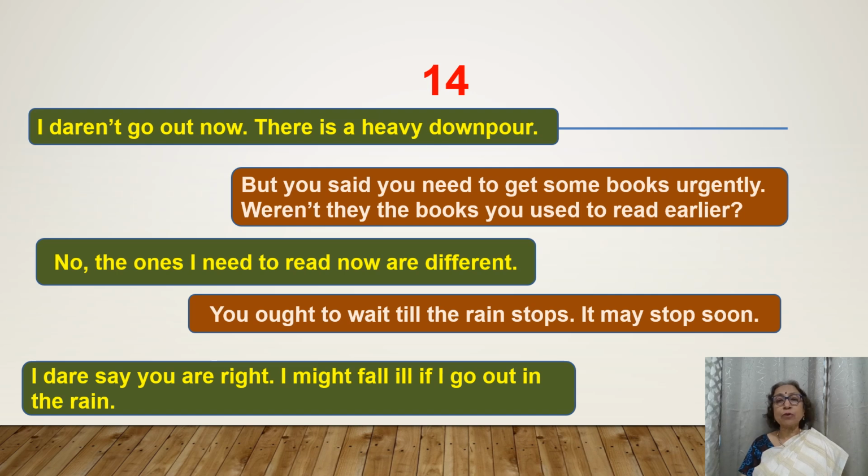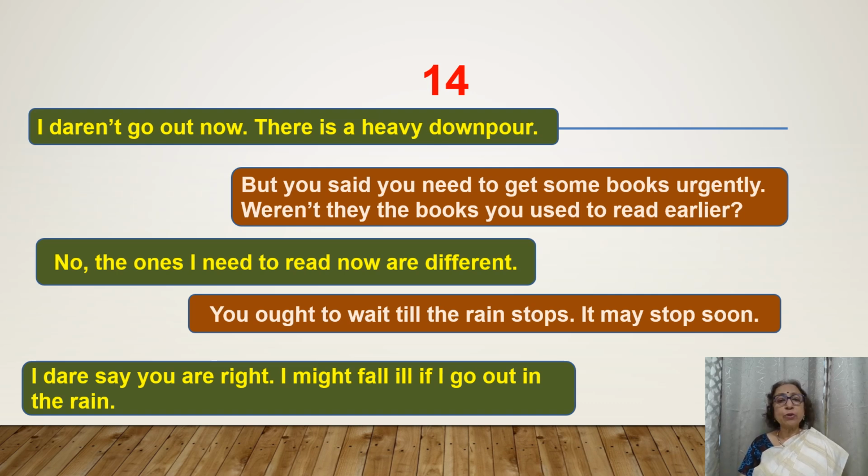Wherever there are verbs, auxiliary verbs, you have to go and check the lesson on auxiliary verbs. You will be able to get all the explanation. I'm not giving much explanation here.